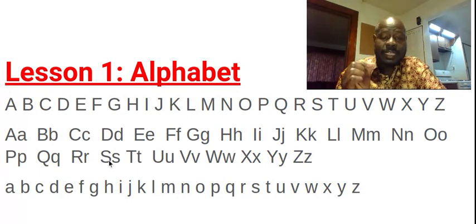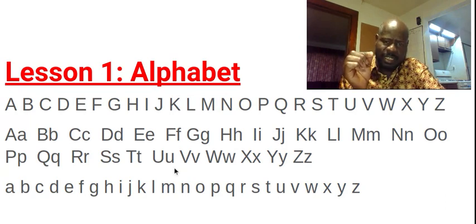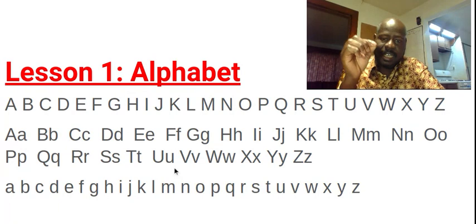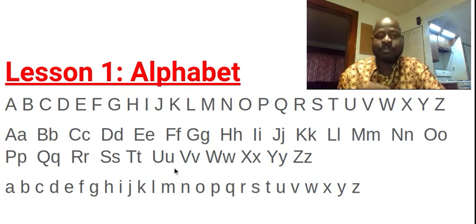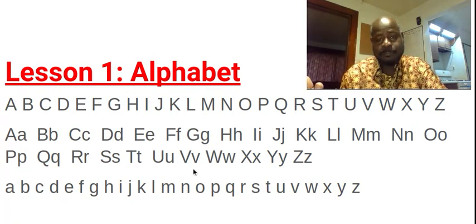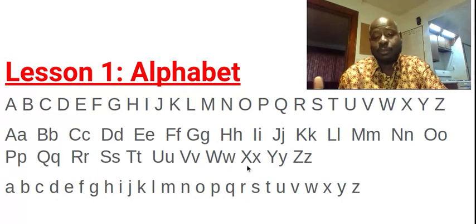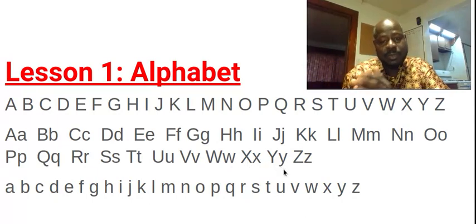U has a little bit of difference. The small U has a little line sticking from the bottom. V is the same. W the same way. The X the same way.